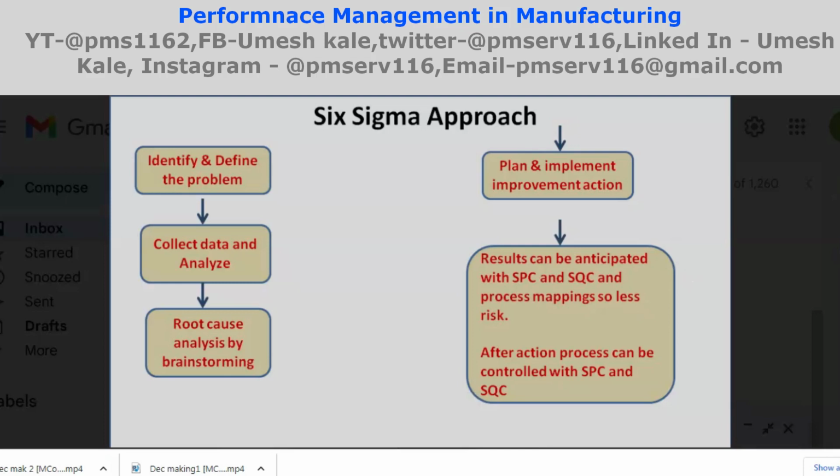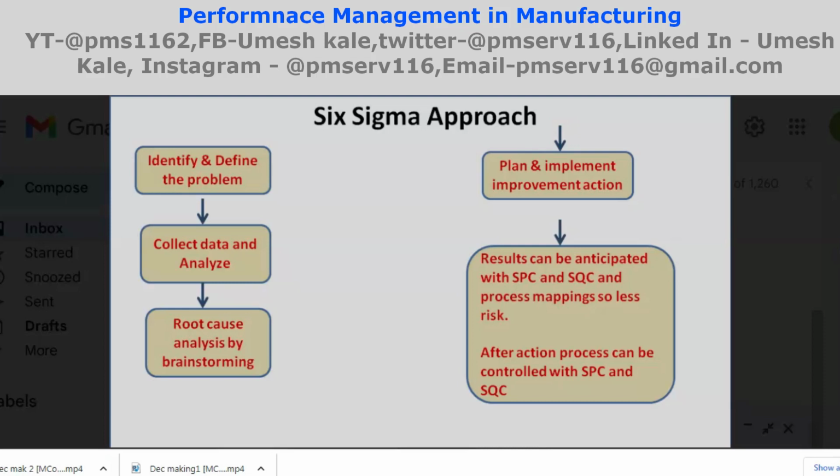Then comes the systematic root cause analysis. For that, brainstorming is done with the help of a cross-functional team. Meaning you have to involve shop floor people, production people, and the whole manufacturing team in the brainstorming, and the Ishikawa diagram or cause and effect diagram is used for problem solving and brainstorming. Also why-why analysis is done to understand and identify the root cause of the problem.